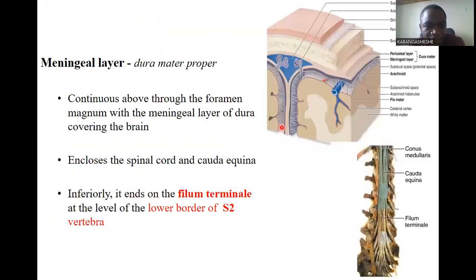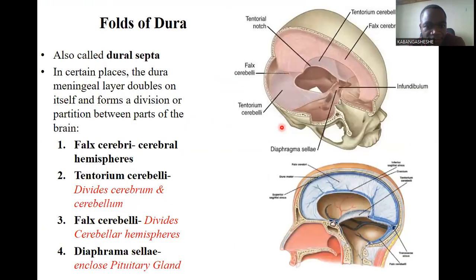Falx cerebri. It separates, or rather divides, the two hemispheres of the cerebrum. So that's the structure there. You have the two hemispheres split in half by the falx cerebri.